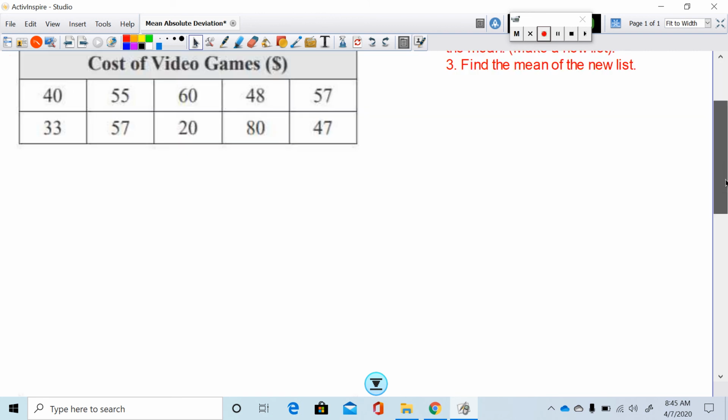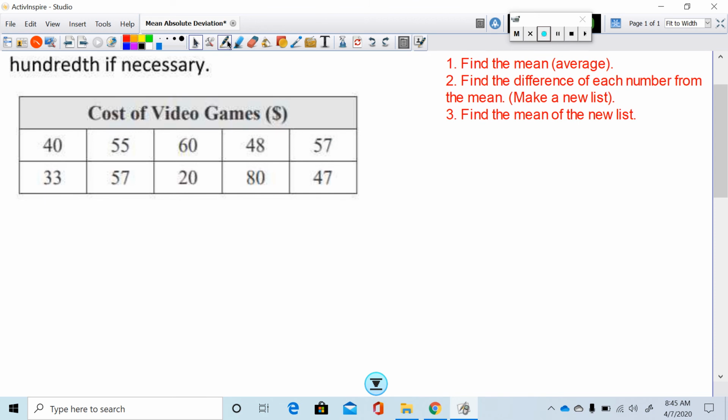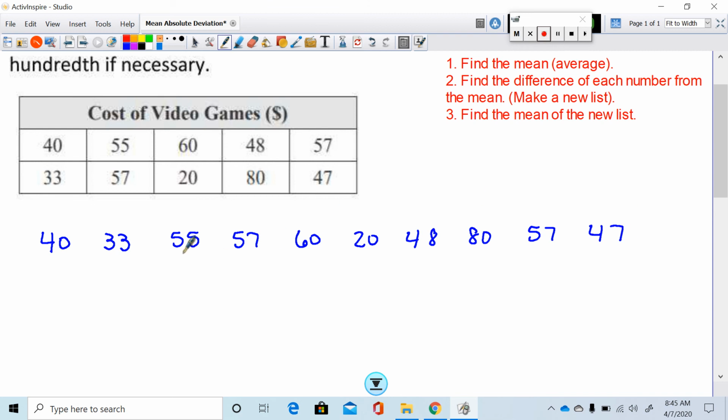So, I like to write all my numbers horizontally so that I can work with them. If you can write them in any order, just make sure you get them all. 40, 33, 55, 57, 60, 20, 48, 80, 57, and 47. So the first thing I need to do is find the average.